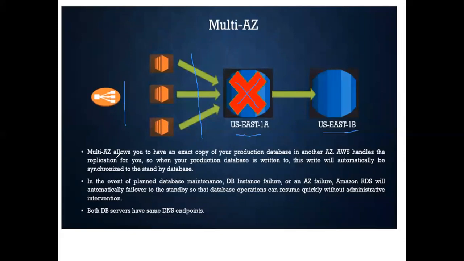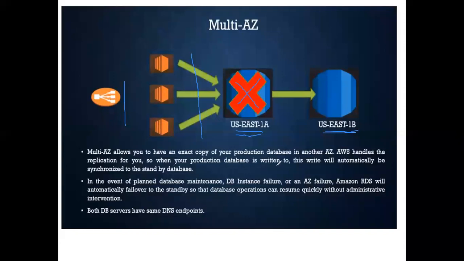Multi-AZ, where AZ stands for availability zone, allows you to have an exact copy of the production database in another AZ. This is one availability zone, and this is another availability zone. They have an exact copy in another AZ. AWS handles replication for you. Replication is nothing but synchronization, Sudhir. So we don't need to worry about synchronization.